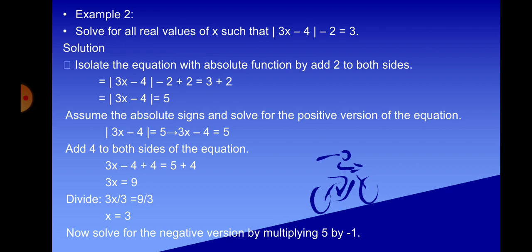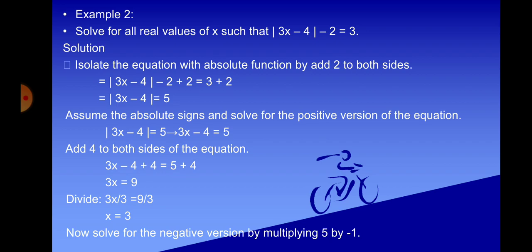So assume the absolute signs and solve for the positive version of the equation. So 3x minus 4 equals 5. Add 4 to both sides of the equation. So 3x minus 4 plus 4 equals 5 plus 4. So 3x equals 9. So divide by 3. So 3x over 3 equals 9 over 3. So the answer is x equals 3.